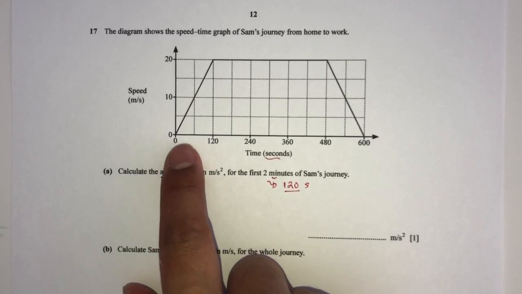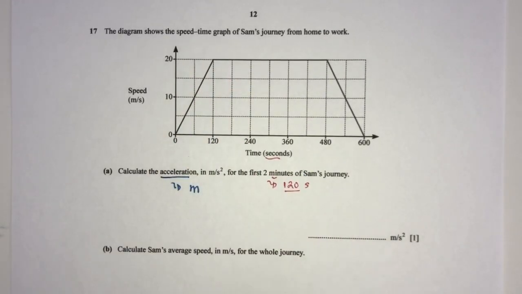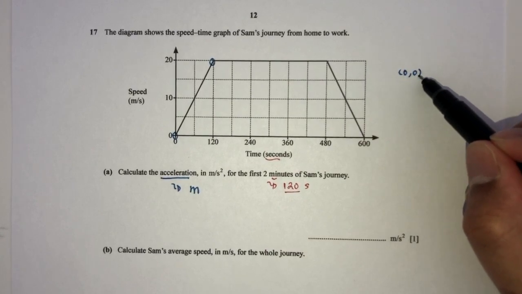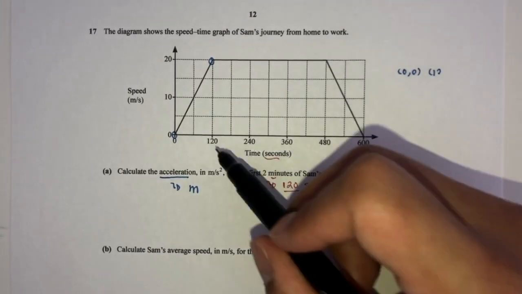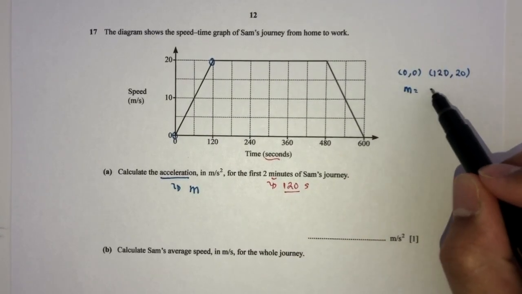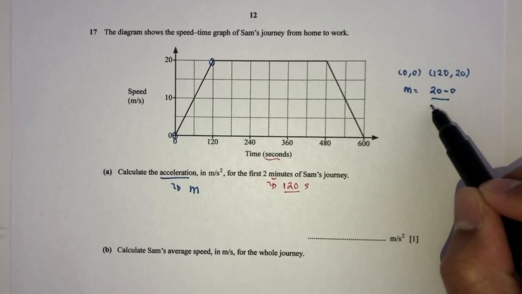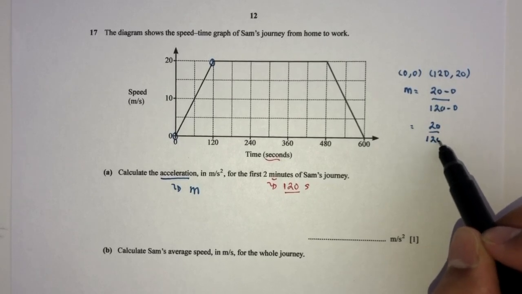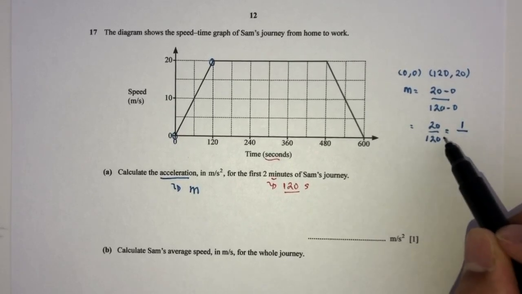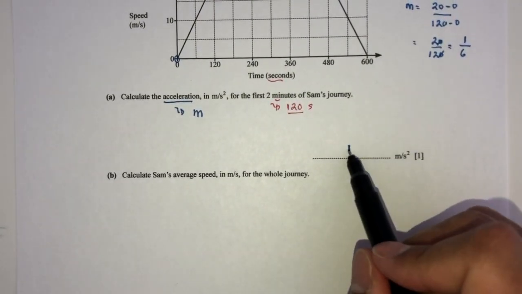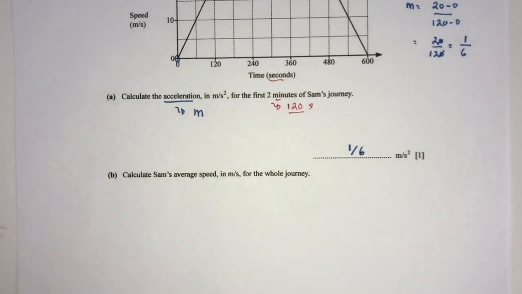How do you find the gradient? You can use two passing points, up to you. The first point is (0, 0) and the second point is (120, 20). So the gradient will be y2 minus y1 over x2 minus x1, which is 20 over 120, that is 1 over 6. So your acceleration will be 1 over 6 meters per second squared.